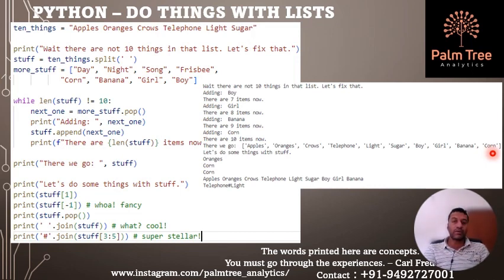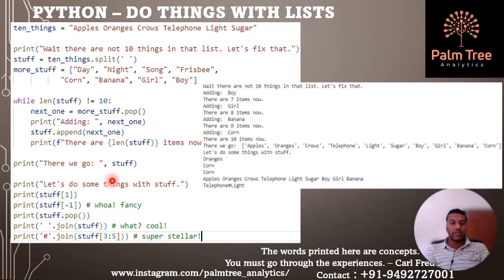If you are trying to access an item, instead of starting from the beginning of the list, you can start directly from the last by entering minus 1, minus 2, minus 3, like that. That is one trick that can be used in Python. Then we do stuff dot pop. What is the meaning of pop? Earlier also we did that. Pop means it will take out that item.